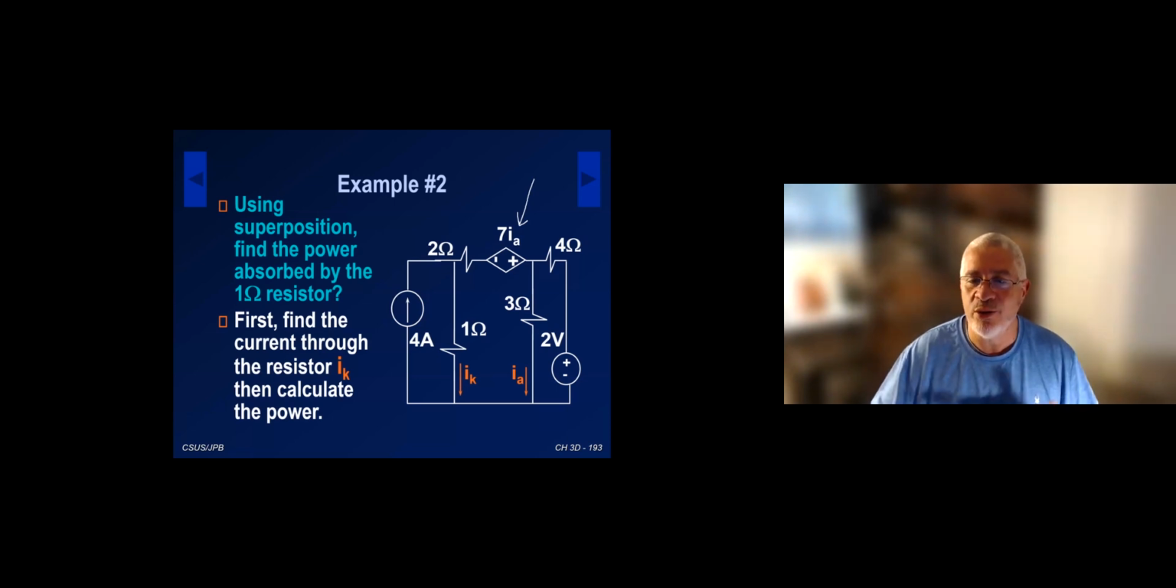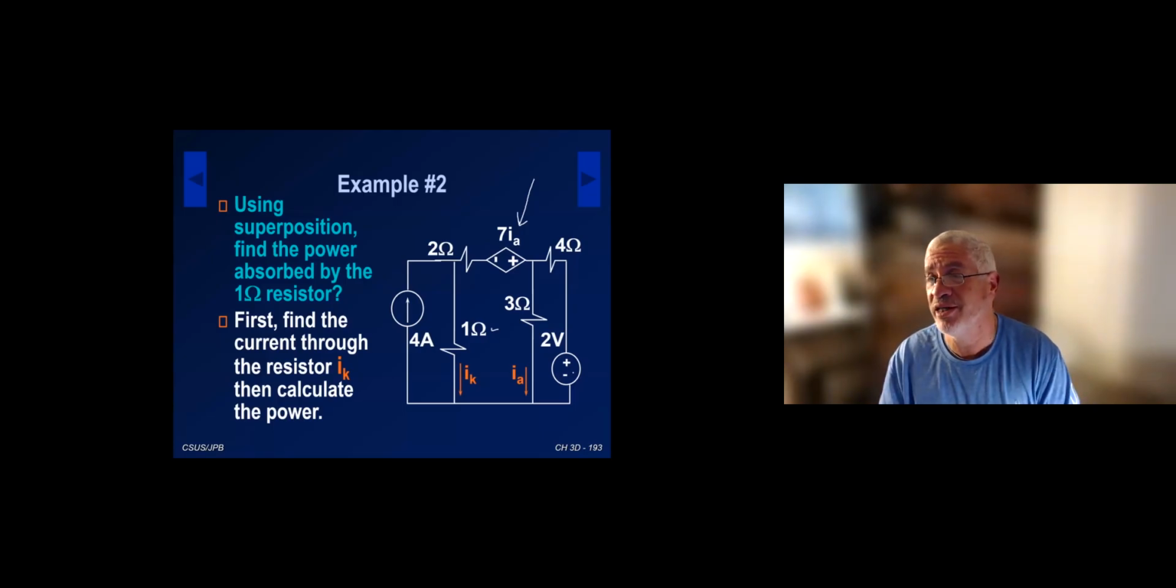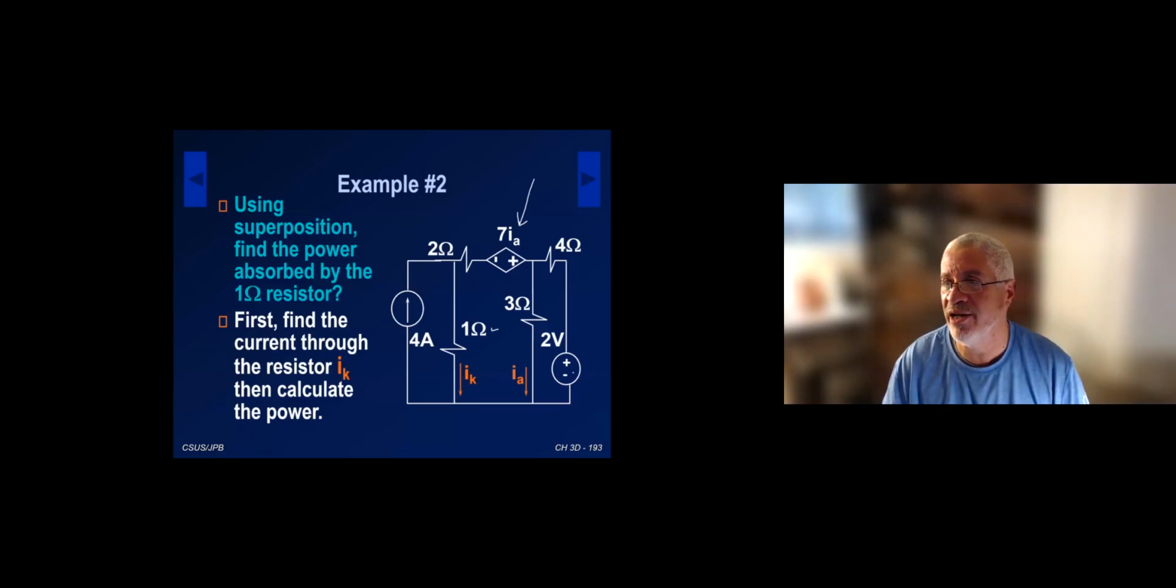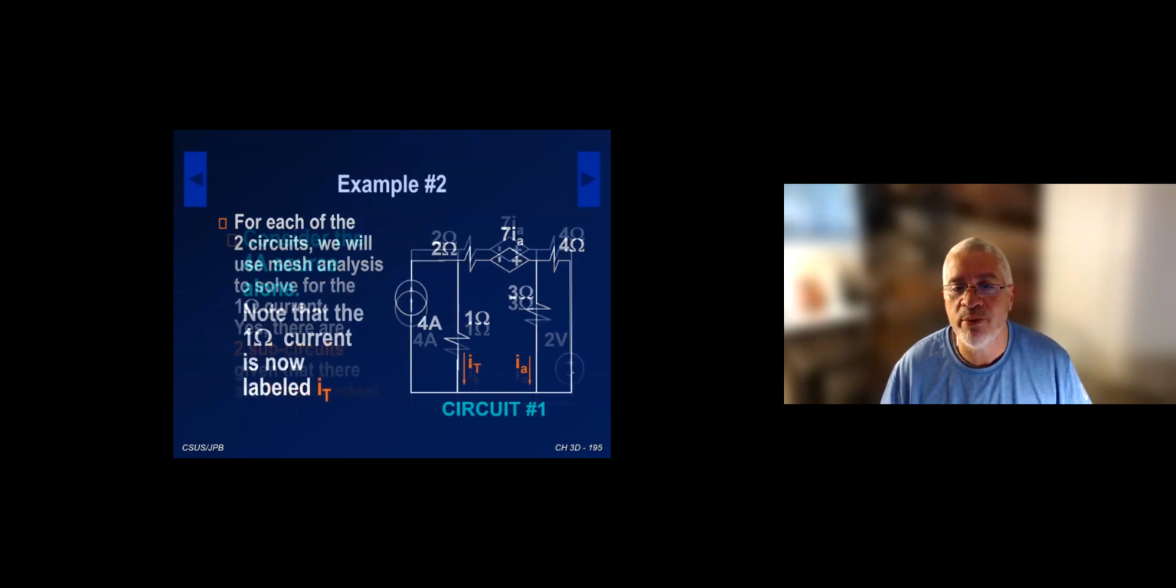This problem is asking to use superposition to find the power absorbed by the 1 ohm resistor. Okay, so what superposition essentially is saying, I'm going to solve 2 circuits, one with the 4 amp source on the left alone, and one with the 2 volt source on the right alone, turning off the other. The dependent source never gets turned off and it stays in the circuit. You have to remember that dependent sources are used to model electronic devices. They're not real sources.